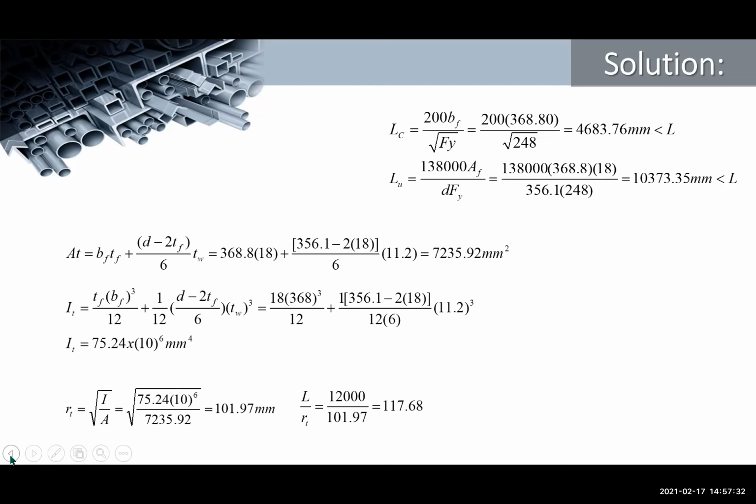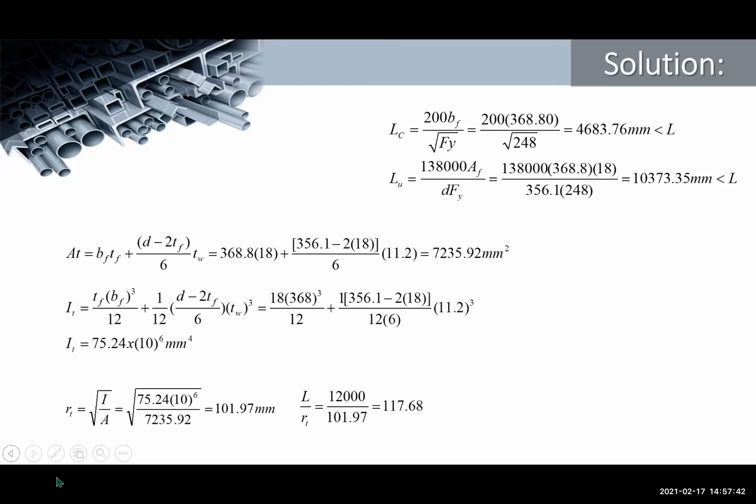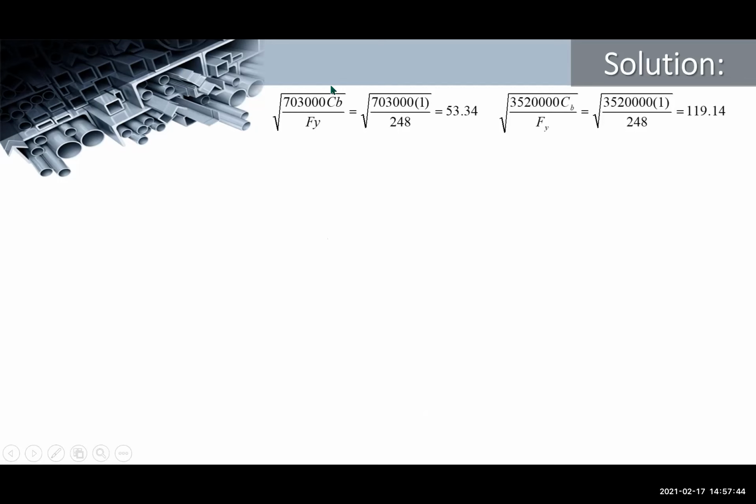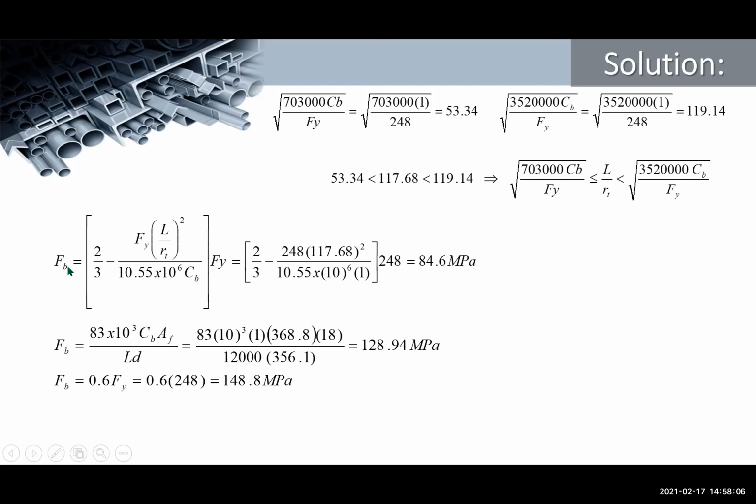Tapos, after nyo makuha yung L over RT, para malaman natin kung anong FB yung gagamitin, we need to compute these two. So, ulit, ang L over RT natin, 117.68. So, this equation gives us 53.34. This equation is 119.14. So, yung L over RT natin is greater than this one, but less than this. So, this is condition number 1. So, nag-fall siya sa condition number 1. So, ang gagamitin nating equation sa FB is itong dalawa.